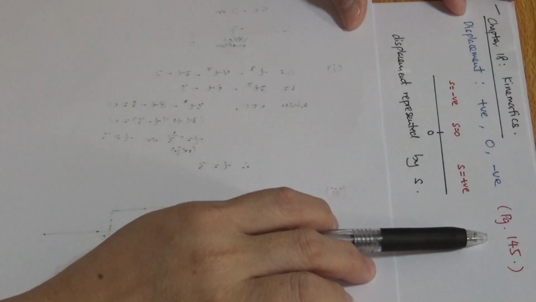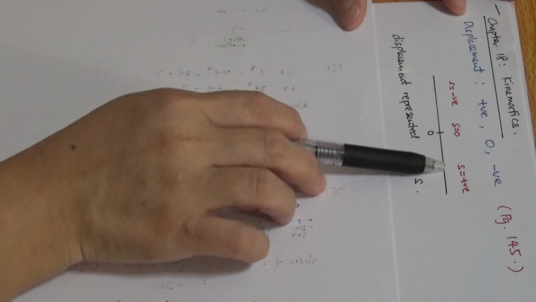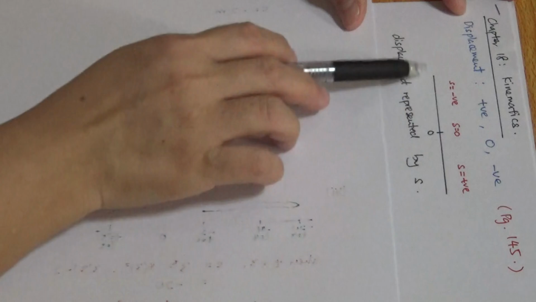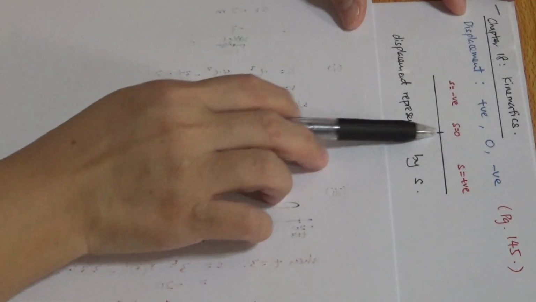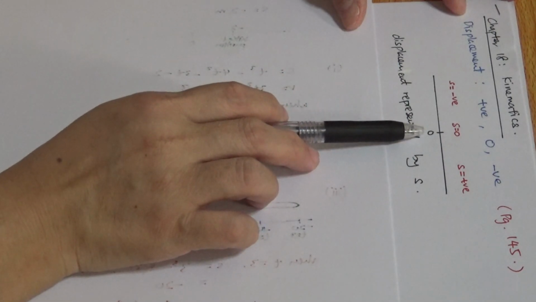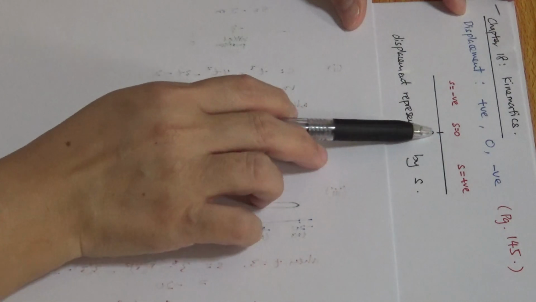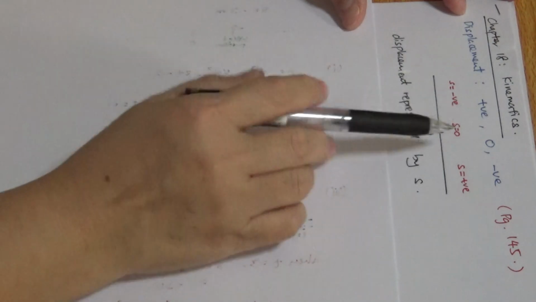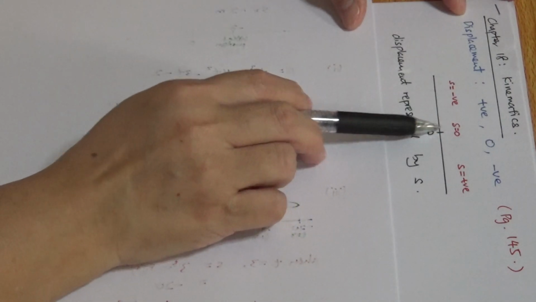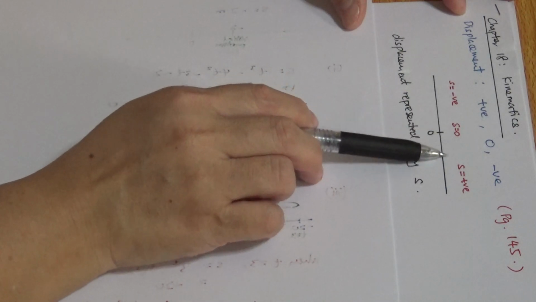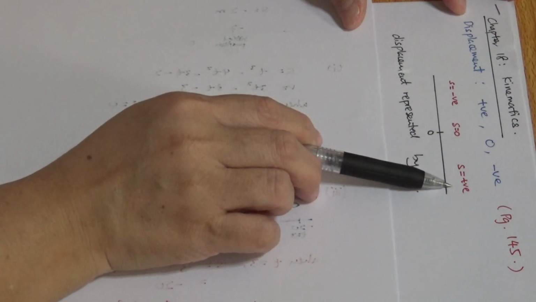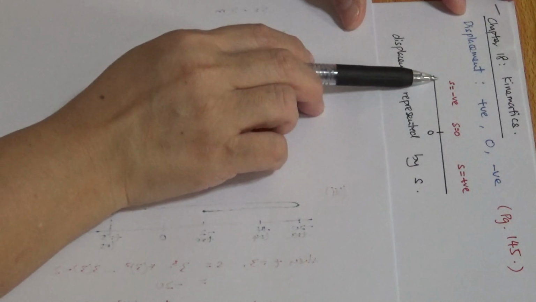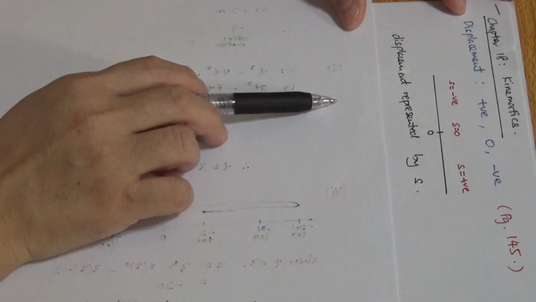Okay, alright, now if this is the line that the particle is moving, we take displacement with respect to this point. If the particle is at this point here, it will be displacement 0. If it moves this side, it's positive displacement. If you move the other side, it's negative displacement.